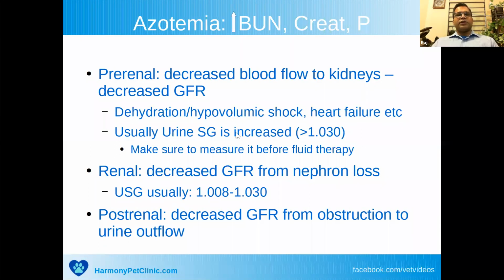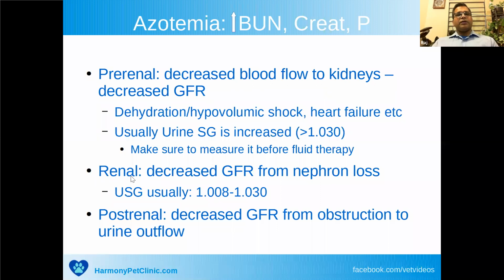Usually urine specific gravity is increased in pre-renal azotemia because kidneys are still functioning, but they are not getting enough blood. So it is increased. It's very important to measure the specific gravity before we start fluid therapy for these hypovolemic or dehydrated patients. Otherwise, this specific gravity will be lower once their hydration is better.